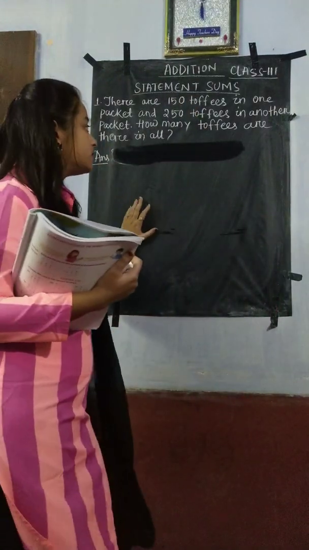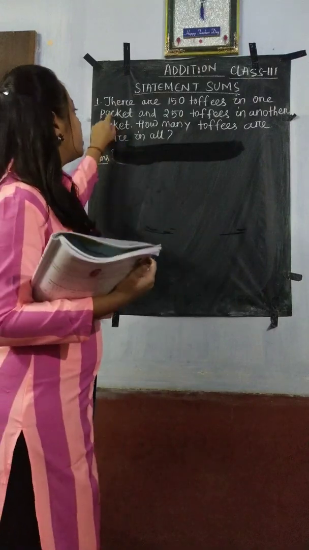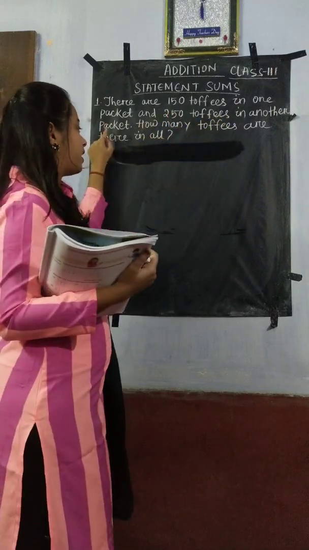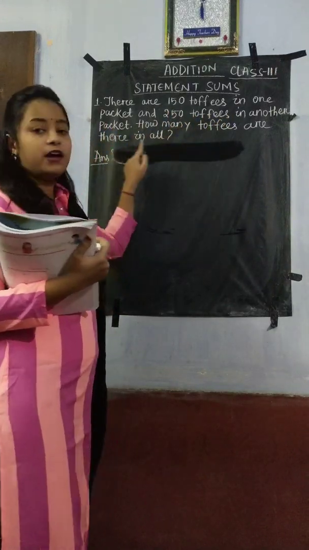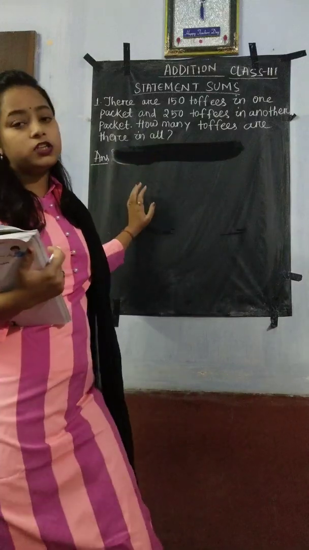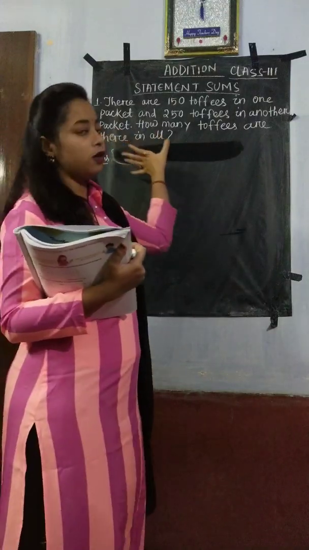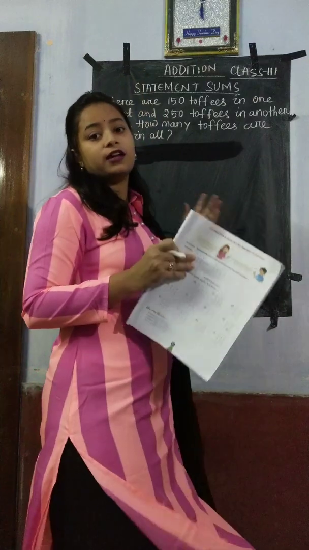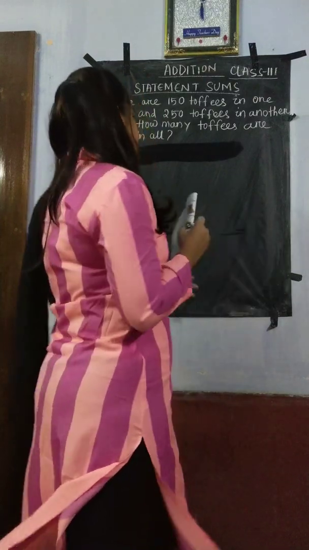Today children will be learning about statement sums. Statement sums means how to represent the information given in statements. As you can see, there is a question on the board. Let me read it out for you. There are 150 toffees in one packet and 250 toffees in another packet. So how many toffees are there in all? When the question says in all, that means you have to add to find the total toffees or anything, whatever the question asks. Let's learn how to write this in statements.